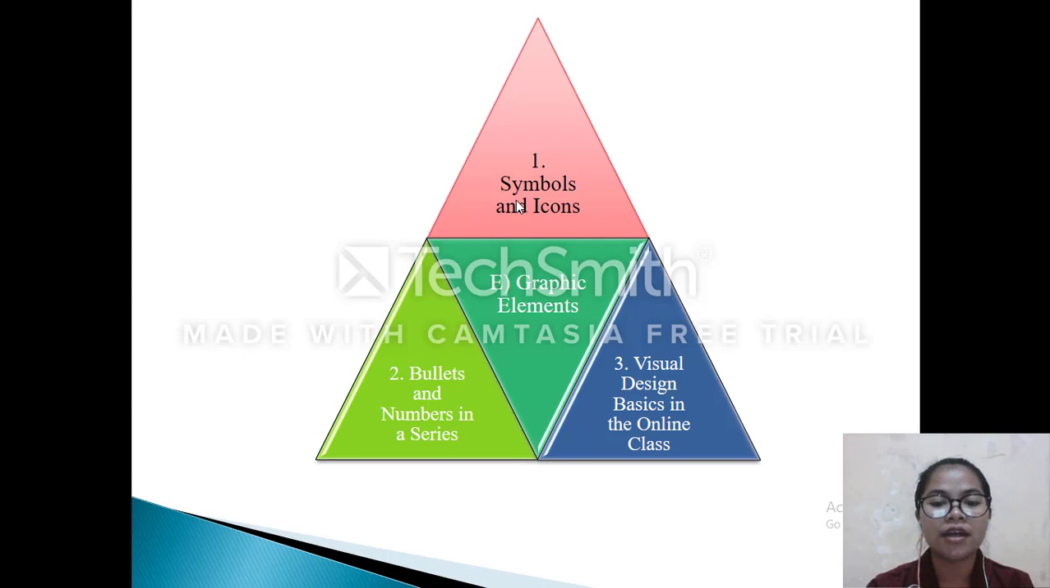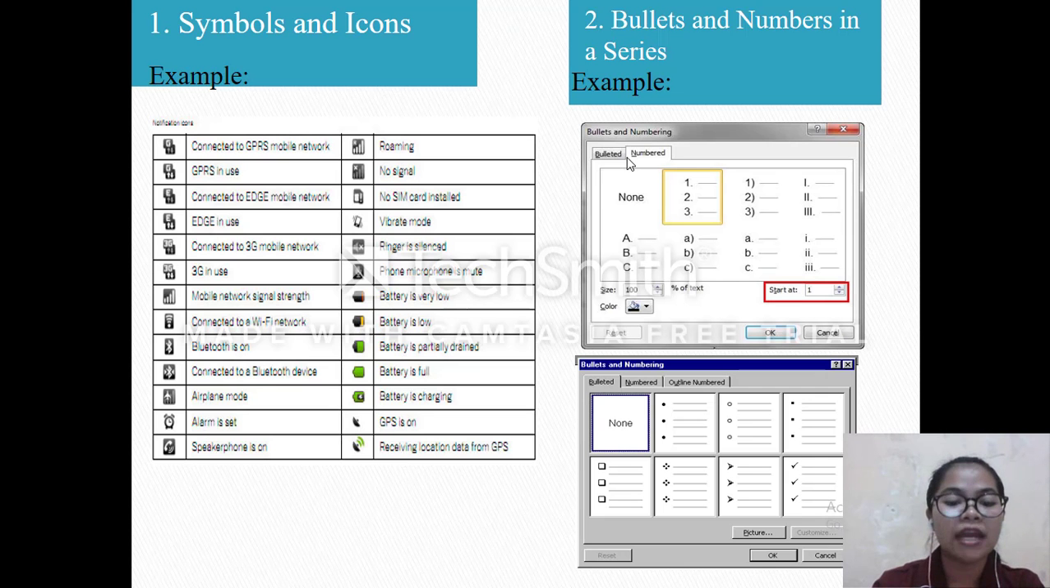And the next is graphic elements. There are 3 subheadings. The first is symbols and icons. The second is bullets and numbers in a series. The third is visual design basic in the online class. Symbols and icons can be very useful in signaling small elements in a website that appear over and over again. And this is the example of symbols and icons that we can use in online learning.